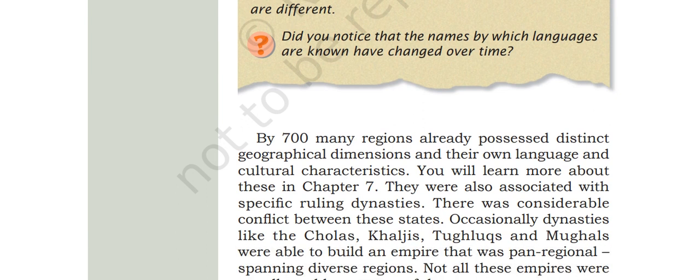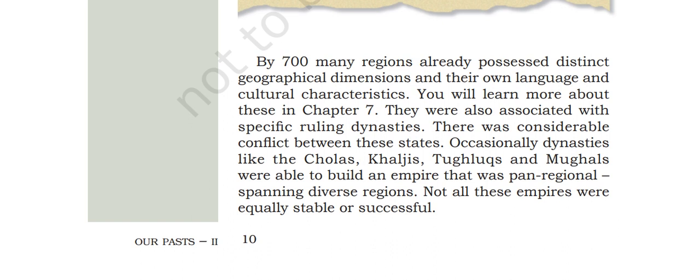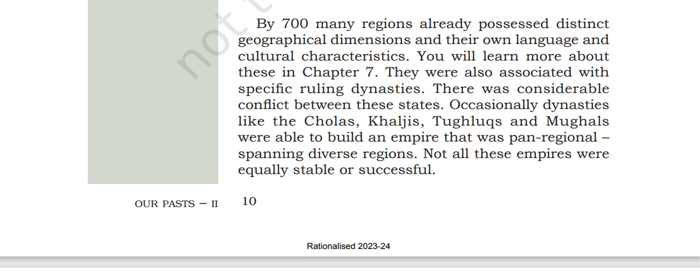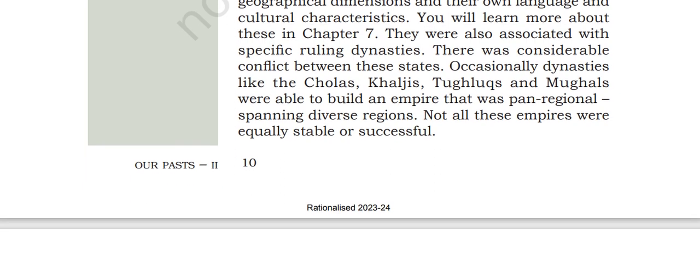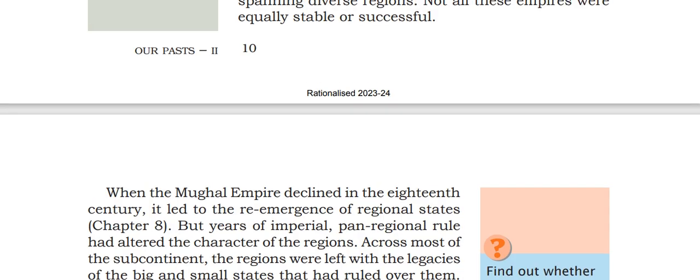By 700, many regions already possessed distinct geographical dimensions and their own language and cultural characteristics. They were also associated with a specific ruling dynasty. There was considerable conflict between these states. Occasionally, dynasties like the Chola, Khilji, Tughlaq, and Mughals were able to build an empire that was pan-regional, spanning diverse regions. Not all these empires were equally stable or successful.